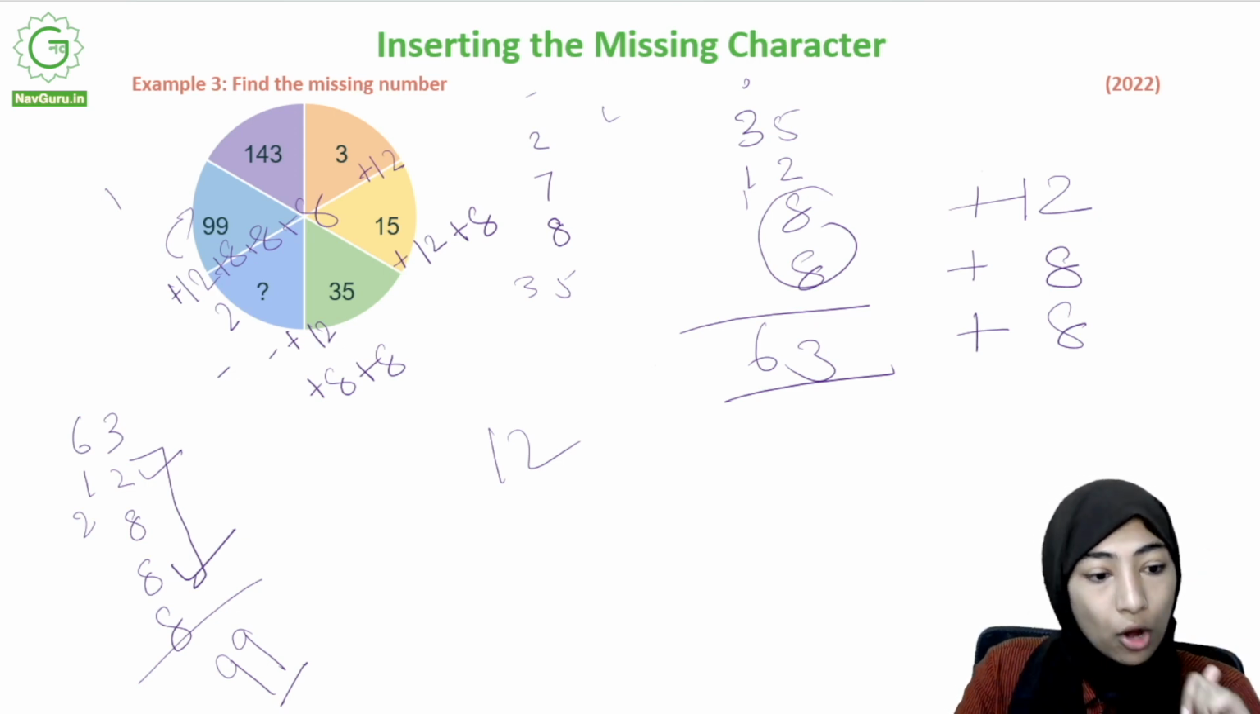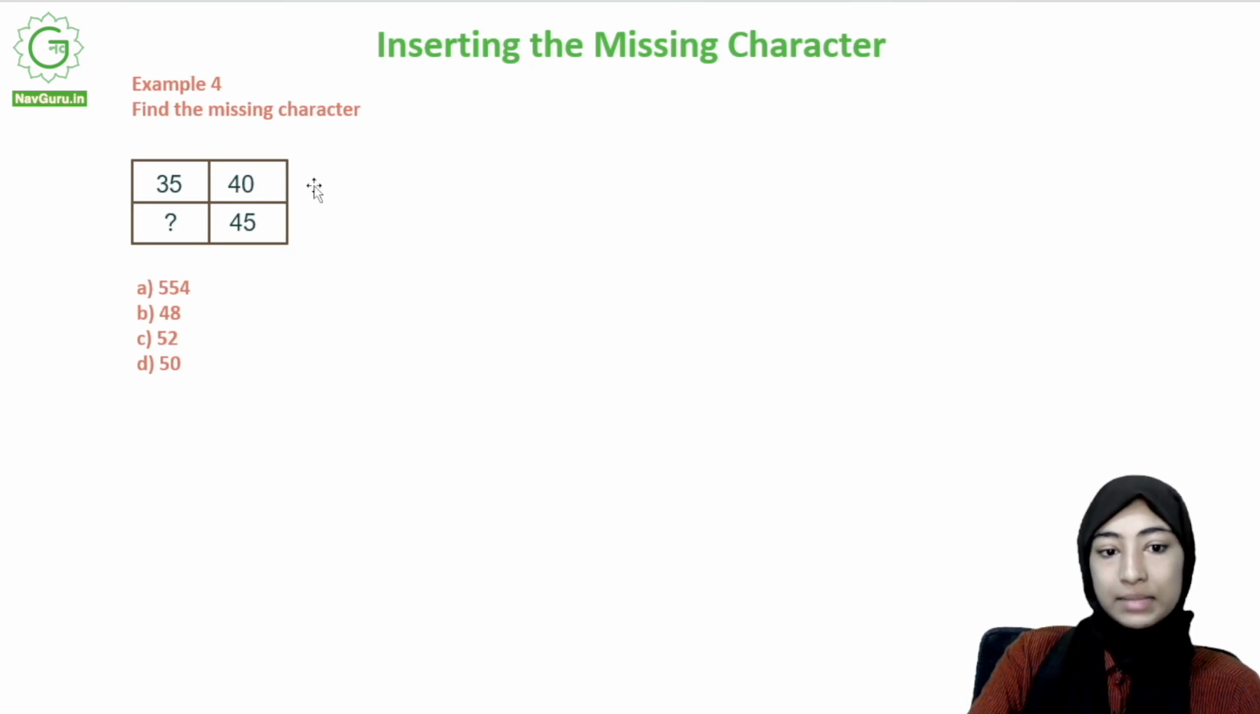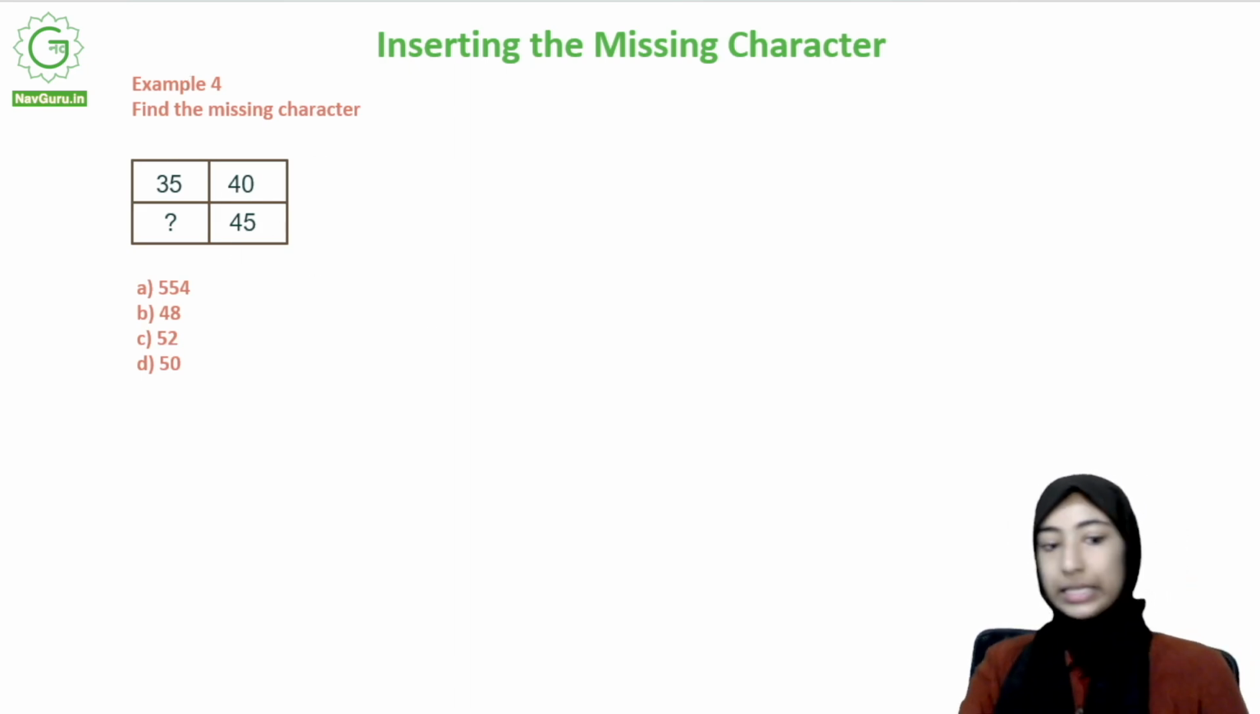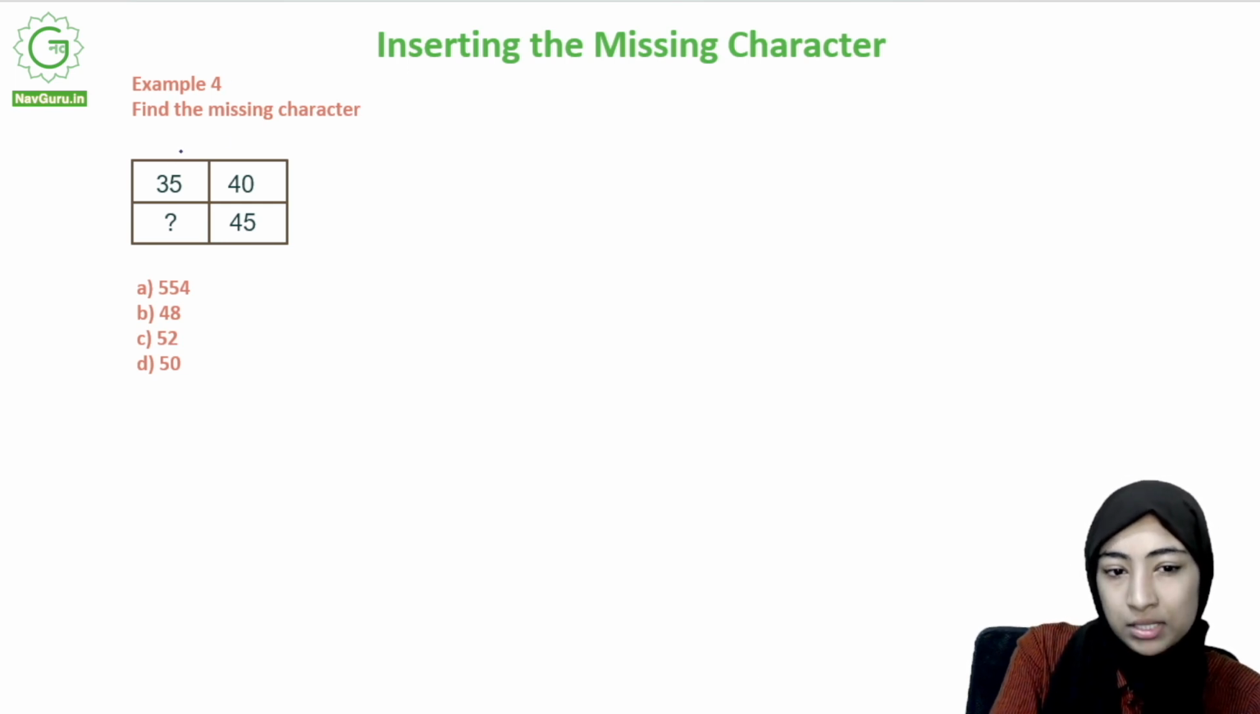Okay, moving on to the next question. Find the missing character 35. This is fairly easy. 35, 40, 45, what do you see? What is the relation you feel there is? Plus 5, plus 5. So here it would be a plus 5 and hence a 50.